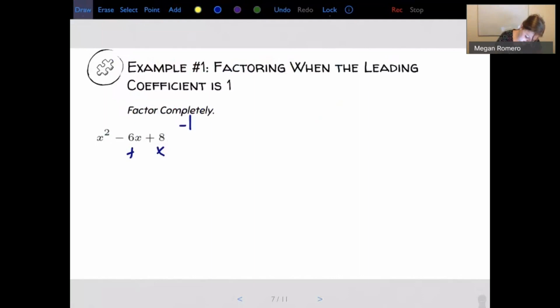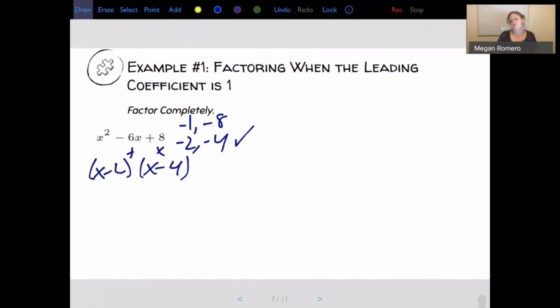Negative 1, negative 8, that adds to negative 9, so it's a no. Negative 2, negative 4, that adds to negative 6, so that's what we'll use. So we would have x minus 2 and x minus 4.